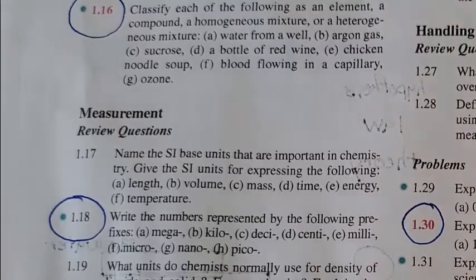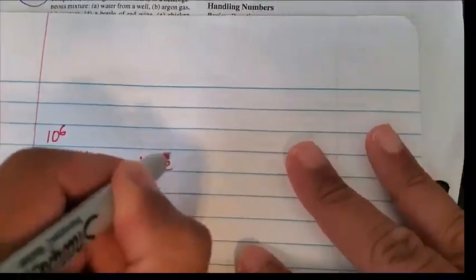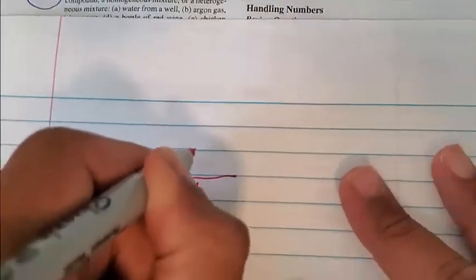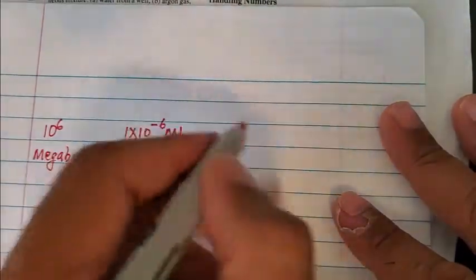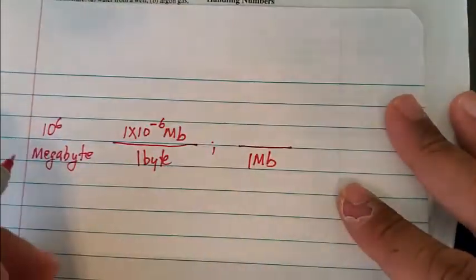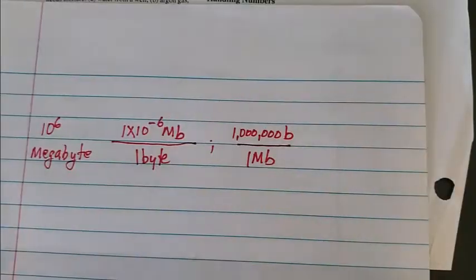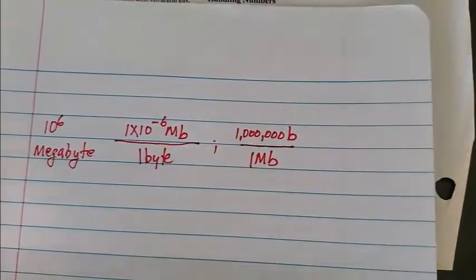So the first one for part A here is mega. Mega is 10 to the 6th. Let's give an example of a megabyte. The conversion is 1 byte, which is the base unit, is 1 times 10 to the minus 6 megabyte. Or equivalently, you can say, now this is one and the same thing, 1 megabyte, because mega is very big, mega is 10 to the 6th, 1 megabyte is 1 million bytes. Again, I can change this to byte, liter, gram, whatever my units are.